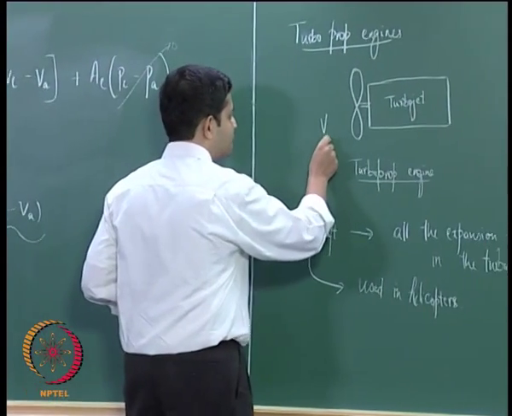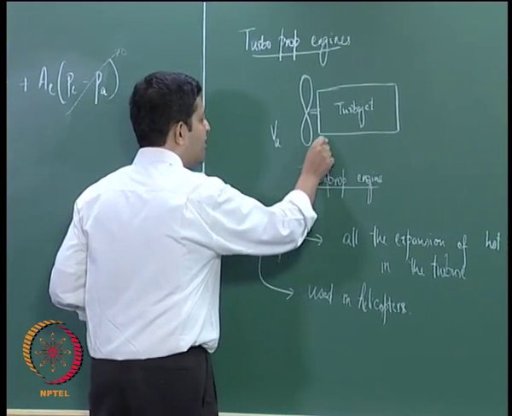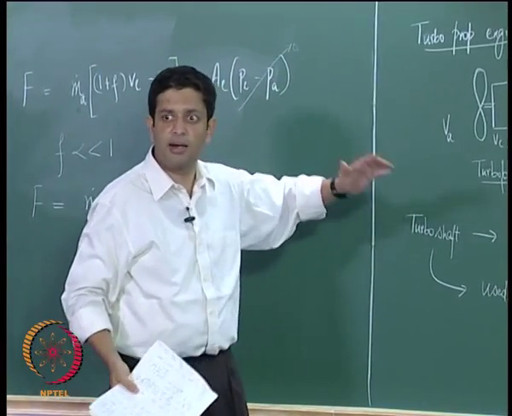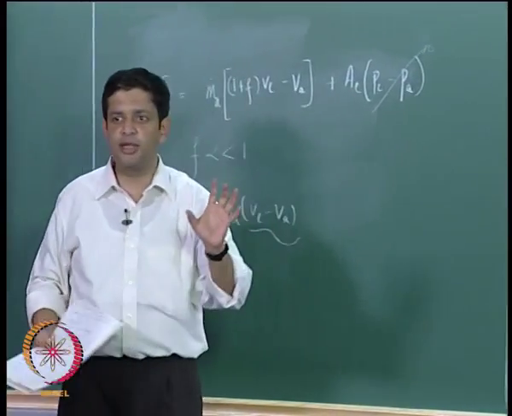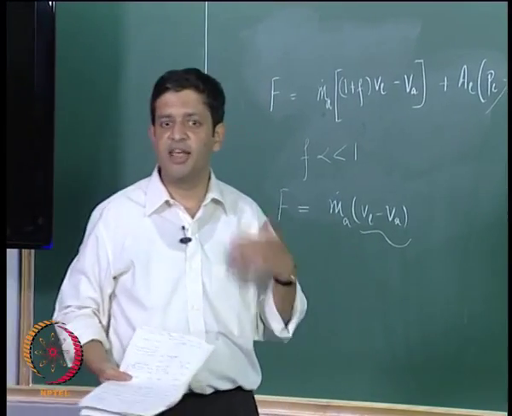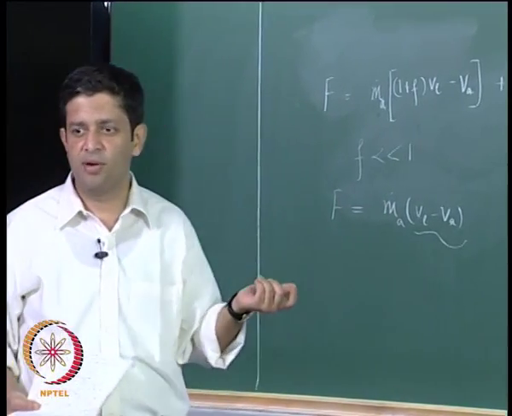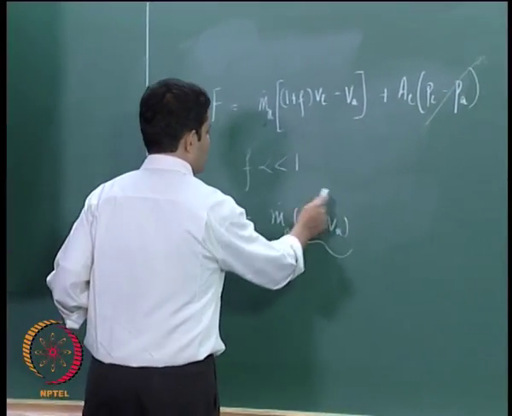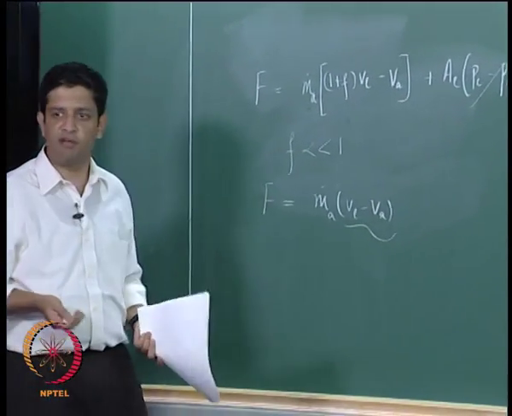So, you have VA and VE here, and this differential is not large, but a large mass flow rate is passing through the fan, and therefore, you get the high thrust. And not through the core, a large portion of this, therefore it becomes more efficient.